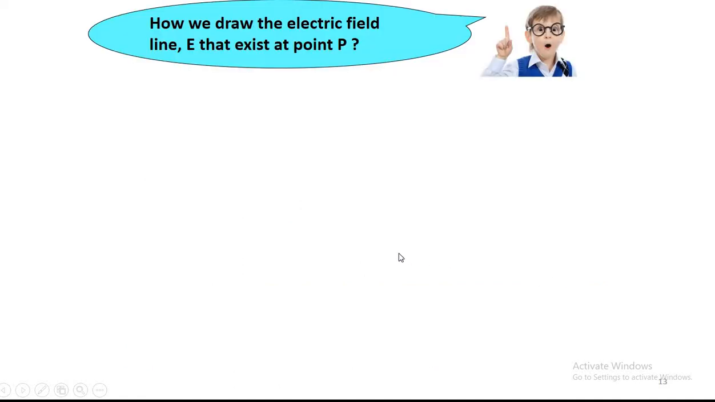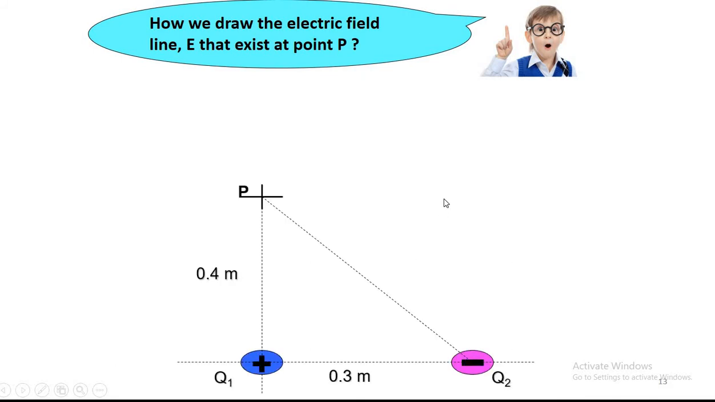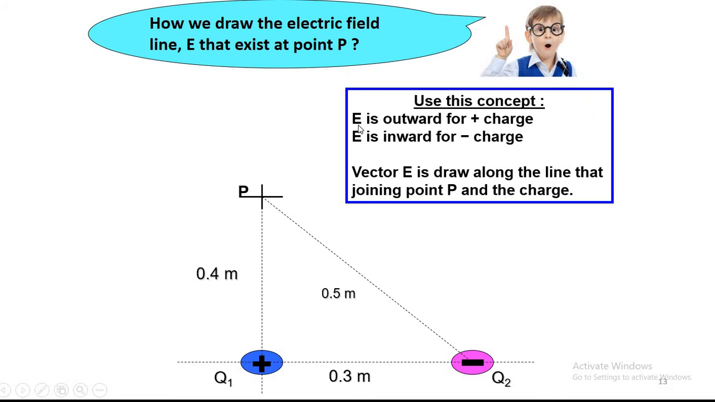How can you draw the electric field? Please remember, when you draw the electric field, it is outward for a positive charge. So, positive charge for Q1, upwards. So, you label as E1 like this one. E2 is from a negative charge. That means inwards. You label as E2. The vector electric field is drawn along the line joining point P and the charge.